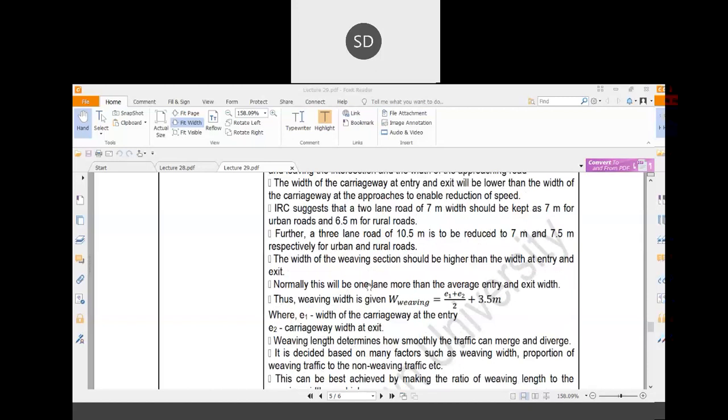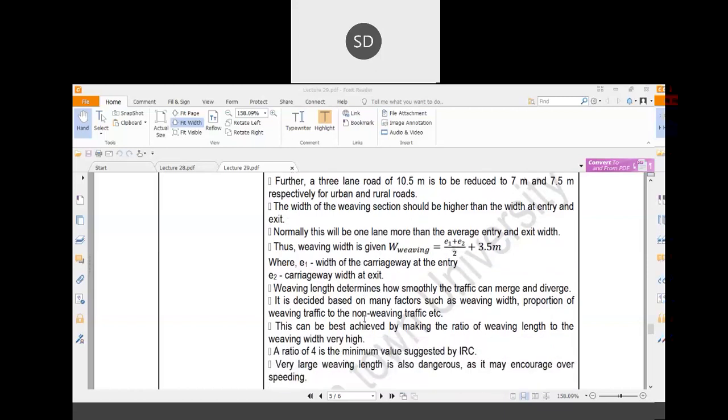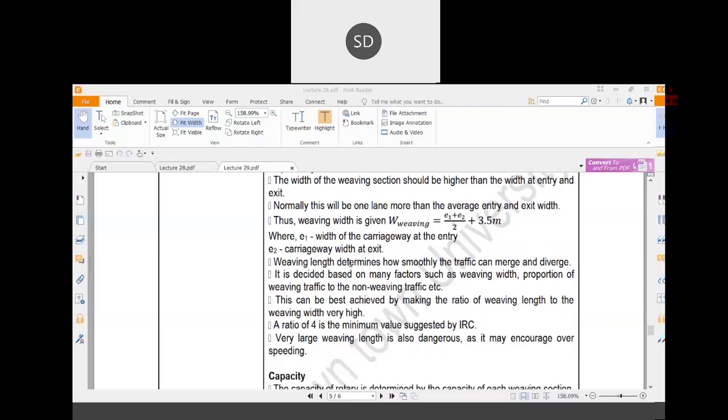Now the weaving width is given as (E1 + E2) / 2, where E1 and E2 are the widths of the carriageway at the entry and exit. Then the weaving length determines how smoothly the traffic can merge and diverge. If your weaving length is more, the traffic can merge and diverge more easily. If it is low, the angle of merging or conflict would be higher.